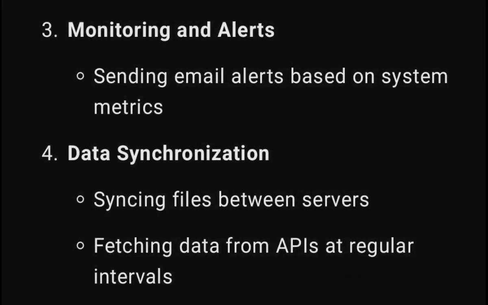Monitoring and alerting. Let's say you wanted to send email alerts based on the system metrics you have. With the cron syntax, it will automatically send an email at a particular time frame, or at frequent intervals, for every 10 minutes, or every day morning 9 o'clock, or every month, the first day of every month, like that.